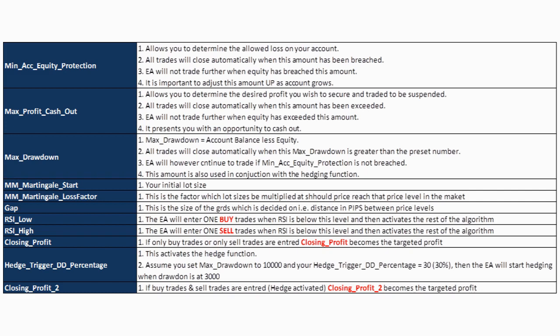Now, this won't necessarily stop you or prevent you from going into a bigger drawdown, but from a probability point of view, it helps to control the drawdown that you are going into. And it really helps the account to then close at a different profit value, which is closing profit 2 rather than closing profit 1.